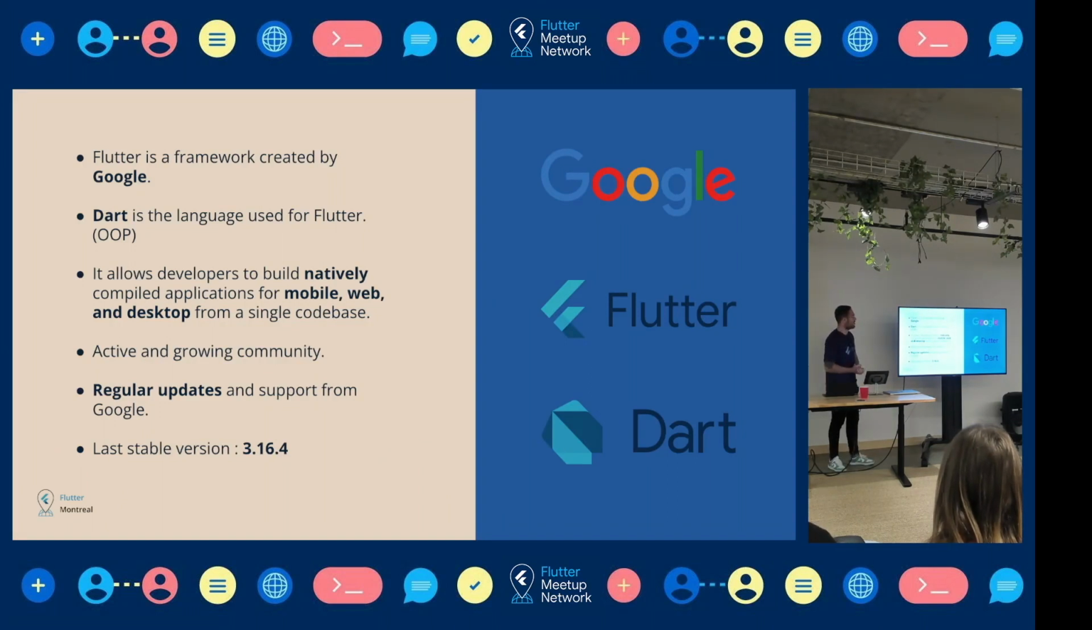Flutter is a framework created by Google. It is used for developing natively compiled applications for mobile, web, and desktop from a single code base. So that's really useful. And it's based on Dart. Dart is an OOP language, also developed by Google. And Flutter has an active and growing community. The current stable version is 3.16.4, and Google makes regular updates. So let's go next.